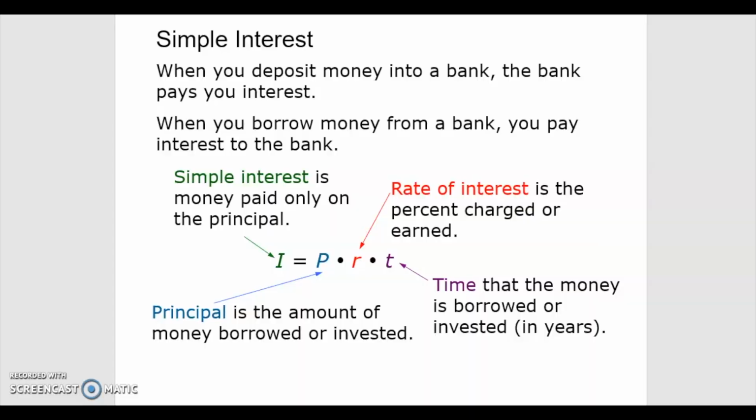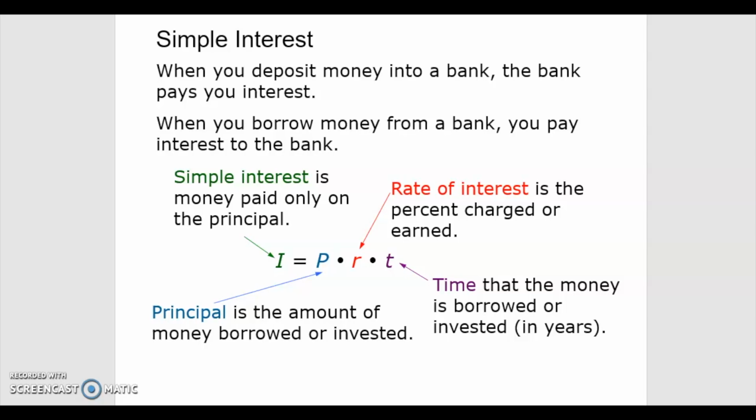Students, today we're going to talk about interest, simple interest, and this has to do with either money that you pay for taking out a loan or borrowing money, or money that the bank or institution pays you for making an investment. So when we're looking at simple interest, we're going to be talking about 4 different things, and all these 4 things affect the amount of interest that you will pay or earn.